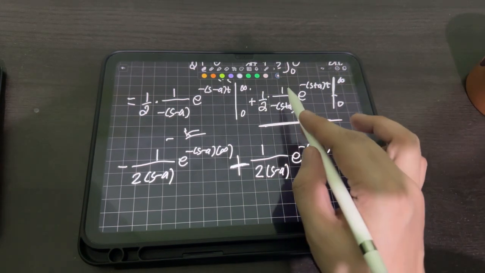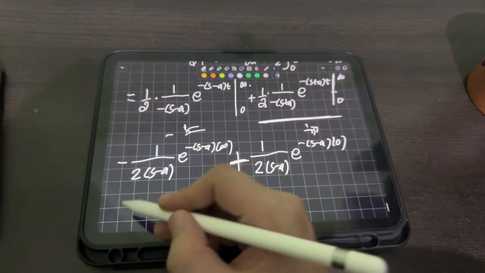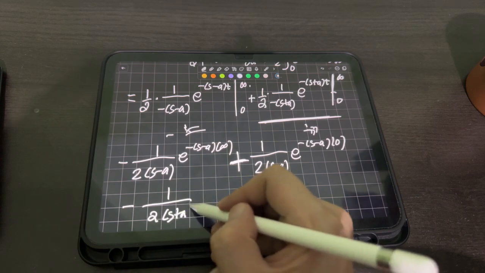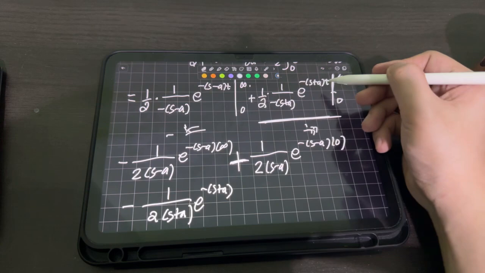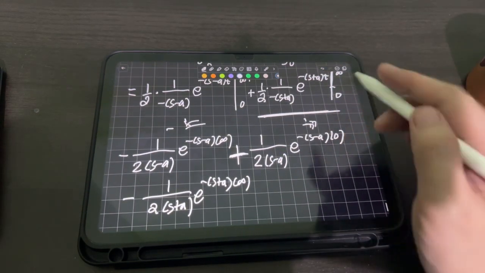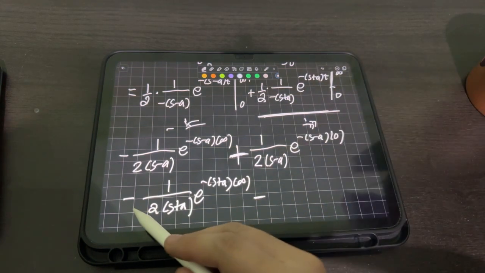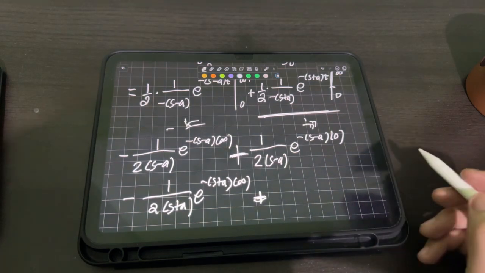So for the second term, evaluate the upper and lower limit. So 1/2 times 1 over negative s plus a is equal to negative 1 over 2 times s plus a, right? E to the negative s plus a, t, replace with the upper limit infinity. Then minus this expression evaluated at 0. But since this is negative and we have another negative, this will become positive.